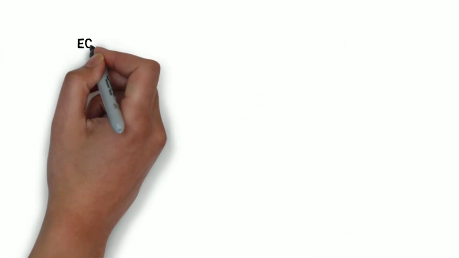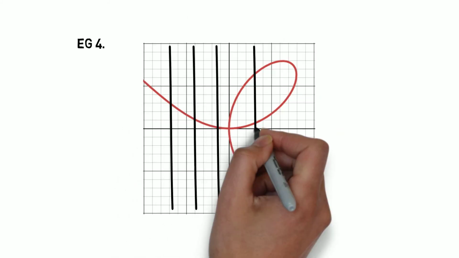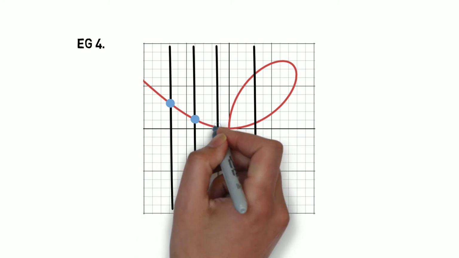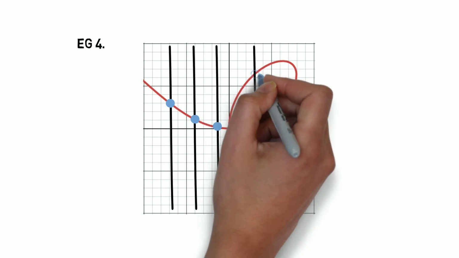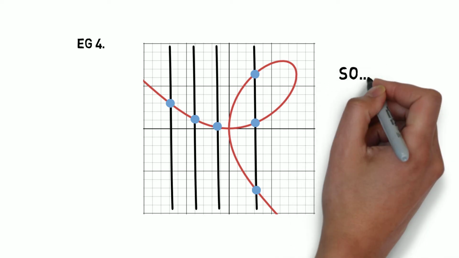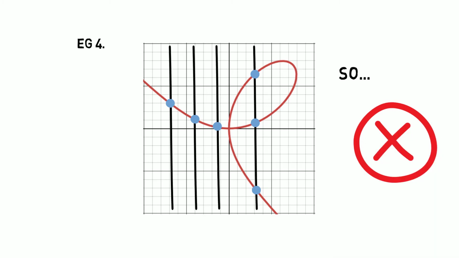Now for example 4, we have a bit of a loop, and notice that on the first 3 lines it only intersects the curve once, which is good, but on the 4th line it intersects the curve 3 times, which means that on the 4th line there are 3 y values for that x value. So by definition this curve is not a function of x.